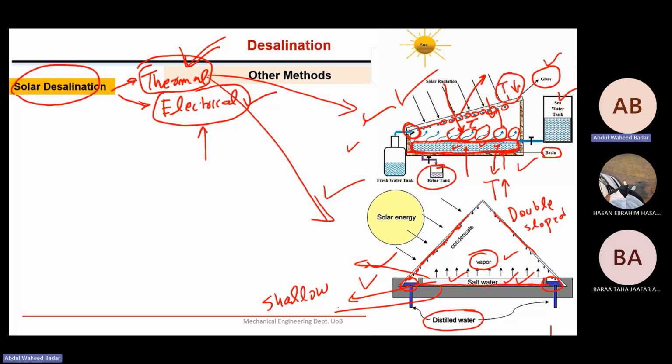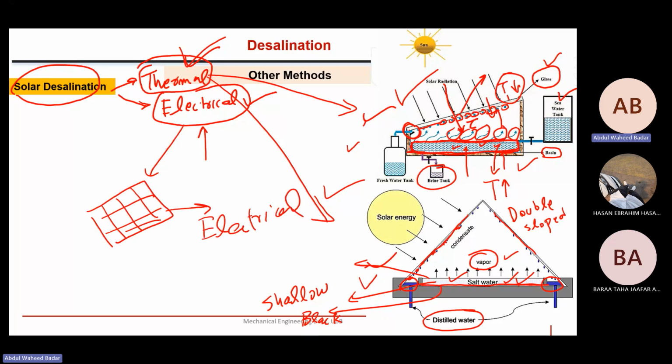This basin, I already told you, is normally black in color to increase the efficiency of absorption of solar energy. Okay. So this is solar desalination, but in other systems, we can use this solar energy with the help of photovoltaic panels to create direct electrical energy. This electrical energy can be used to drive a pump, which can pressurize the water for the RO system. So this is the second way to use solar energy.